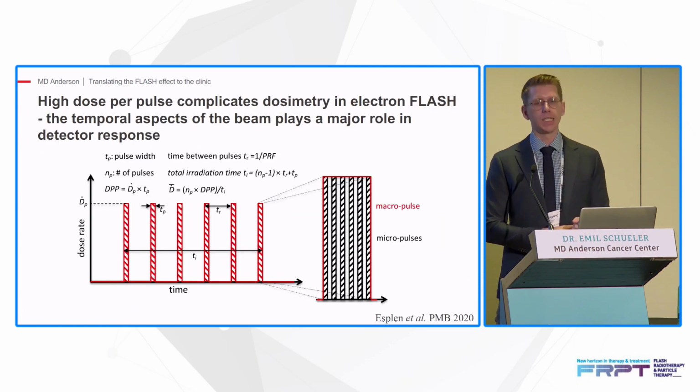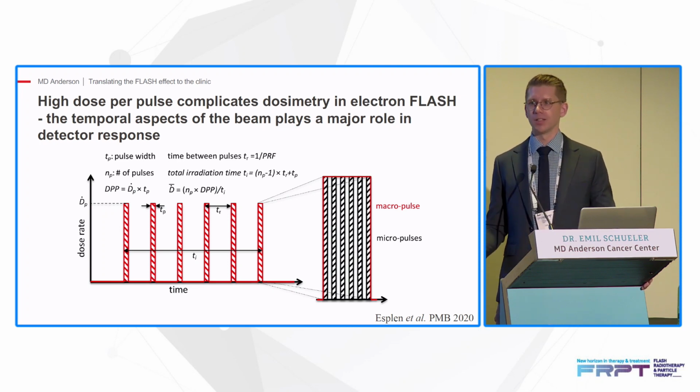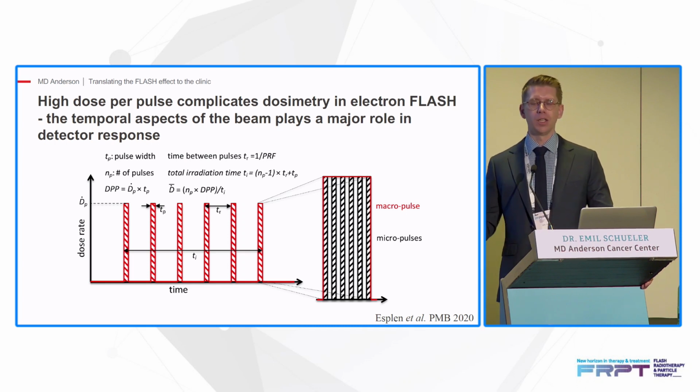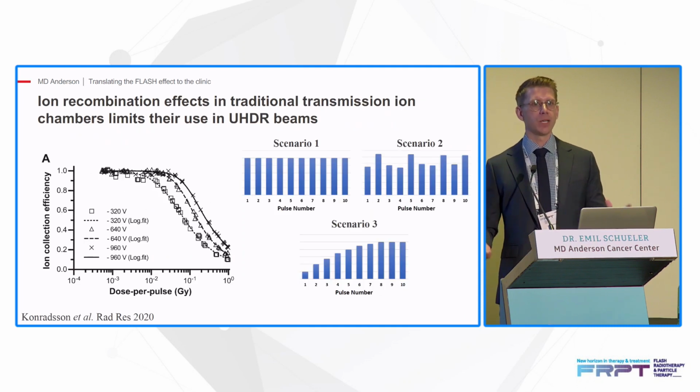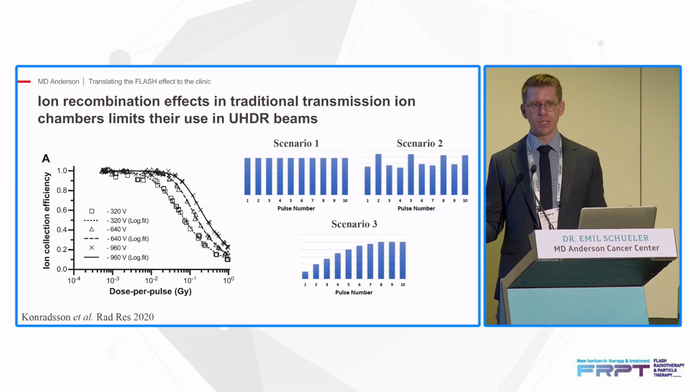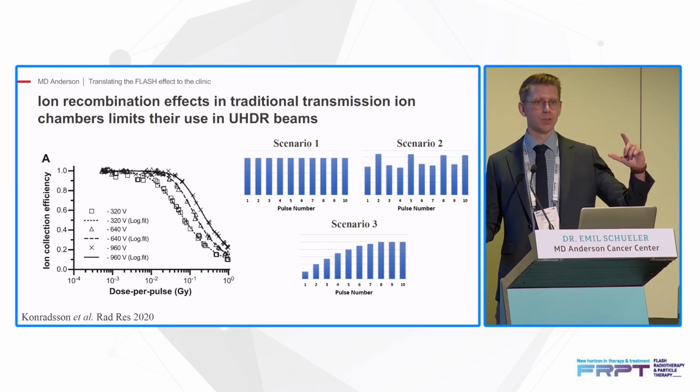And as you probably all know, it's the high dose per pulse when it comes to electron FLASH that really complicates our dosimetry. It also complicates the biological response, because we and others have data showing that the beam structure actually matters in the magnitude of the biological effect that you see. To make sure you're delivering your beam as you intended, you need to be able to look at your individual pulses.